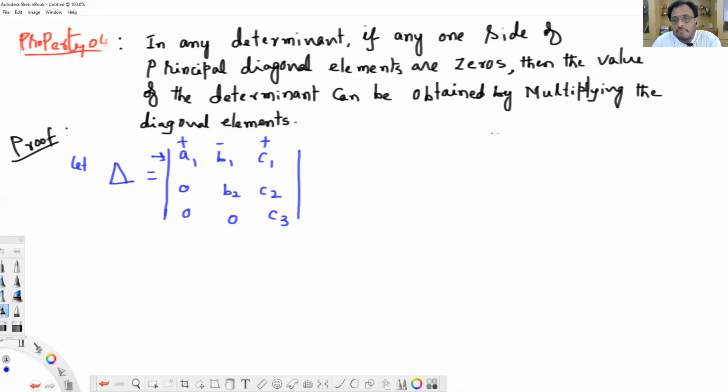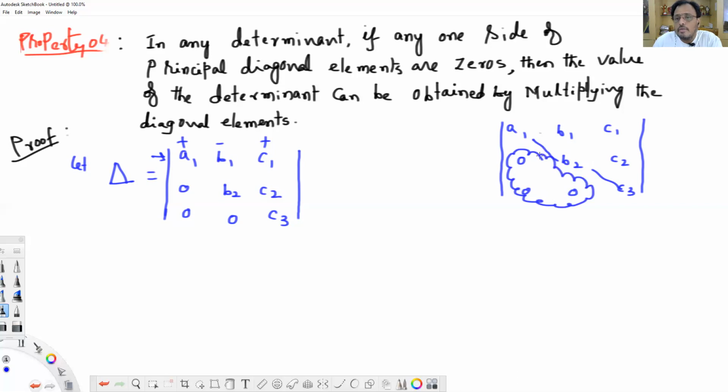Why? Because here we have taken A1, B1, C1, 0, B2, C2, 0, 0, C3. In this determinant this is the principal diagonal, and completely one side of the principal diagonal elements are zeros. So the value of the determinant can be obtained by the product of diagonal elements. That means you have to prove that it is A1 into B2 into C3. Now expanding along R1.